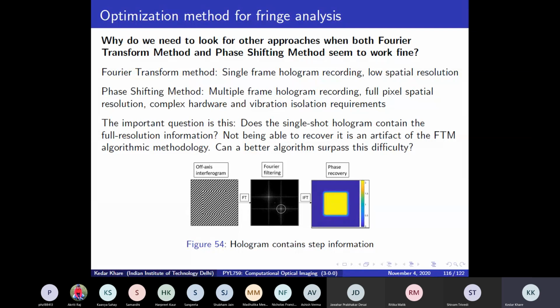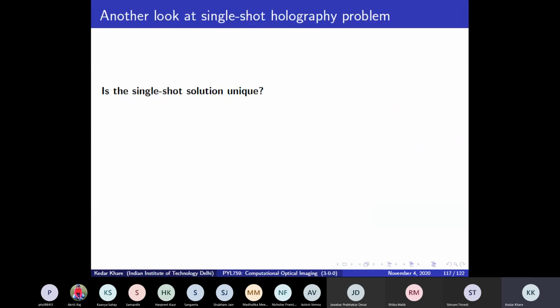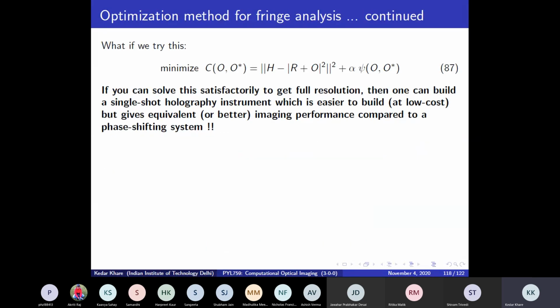So the fact that I have recorded it doesn't mean that automatically it guarantees that I will be able to recover the information. I also need a corresponding algorithm that really does a good job at recovering that information. But then if I have such an algorithm, then I can really work with a single shot kind of system whose performance will be same as a phase shifting system. The idea that such algorithms should be used for image reconstruction actually enables a system.